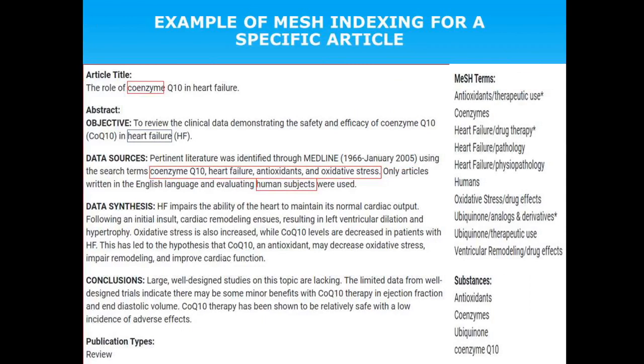So this is an example of MeSH indexing for a specific article. See, this is the article in hand. You are going to assign indexing terms for this particular article. So how will you do that? The article title is the role of coenzyme Q10 in heart failure. First you have to understand what coenzyme Q10 is. Coenzyme Q10 is an antioxidant. It is automatically produced in the human body in order to maintain stability for growth and development. If the coenzyme count is less, you will face some health problems.